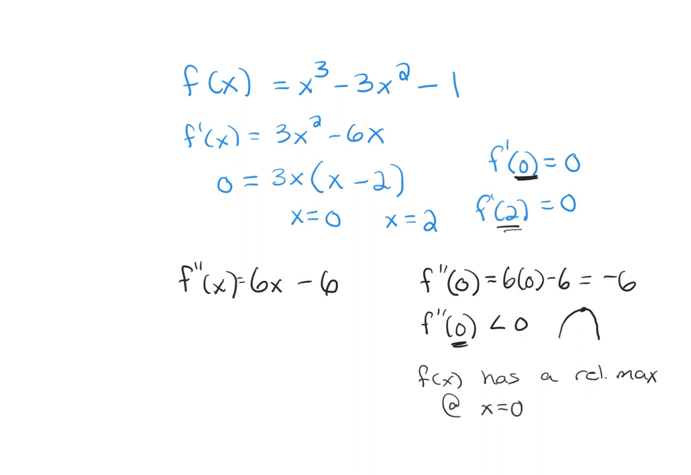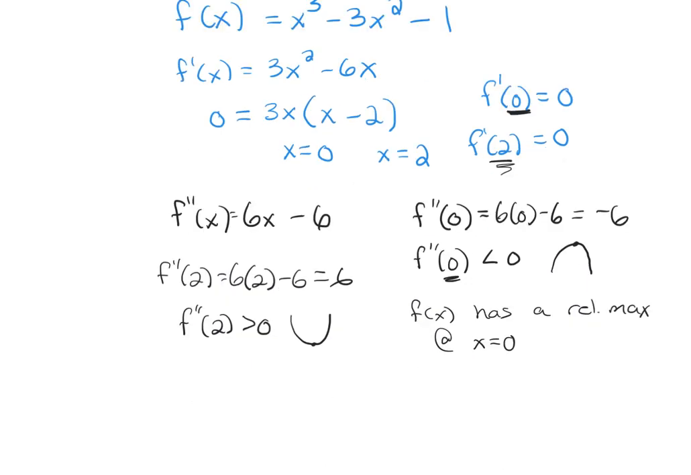And now same thing with the other critical point. Let's find the second derivative at 2. So just plug in 2. 12 minus 6 is 6. So the second derivative at 2 is greater than 0, which means f of x is concave up at 2. So it's a relative min. So that means f of x has a relative min at x equals 2.